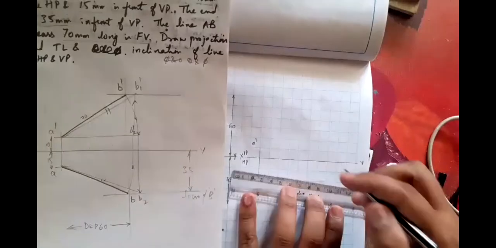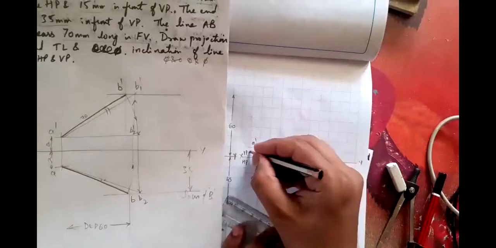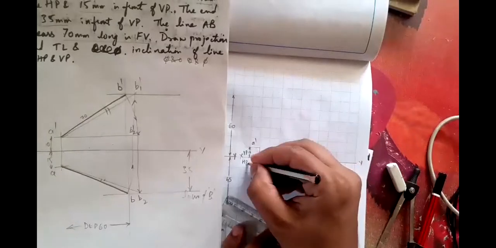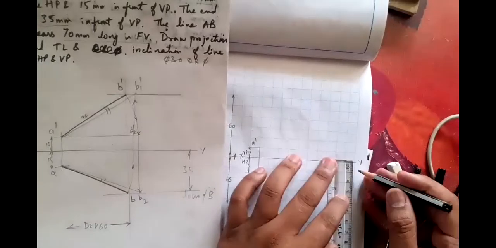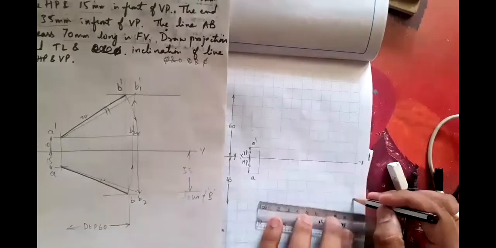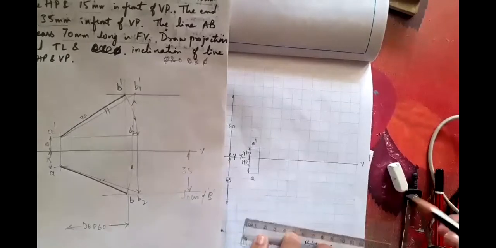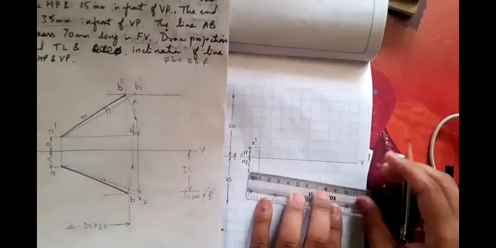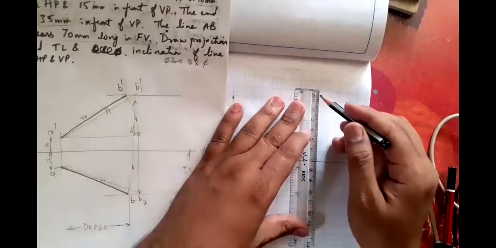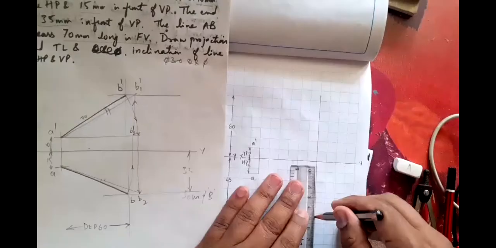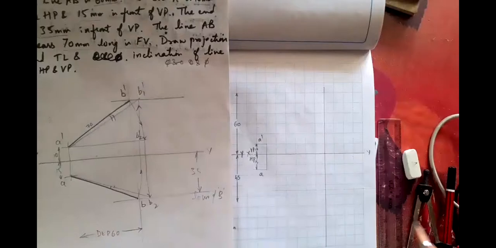A dash A, I have found out. This is 10 and 15. 35 mm in front of VP. It's 3.5 boxes. 60 mm from here, 1, 2, 3, 4, 5, 6. 60 mm I'm drawing here. Distance between end projector lines. Directly I've got this B.